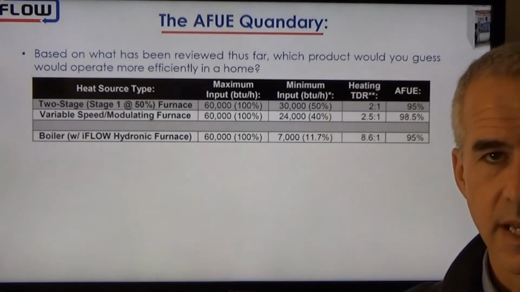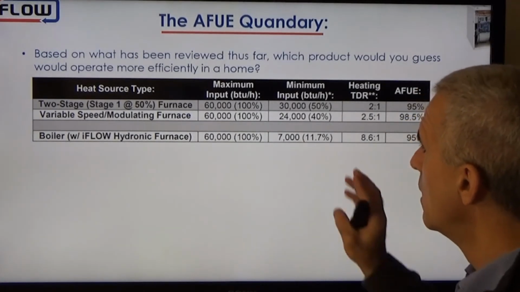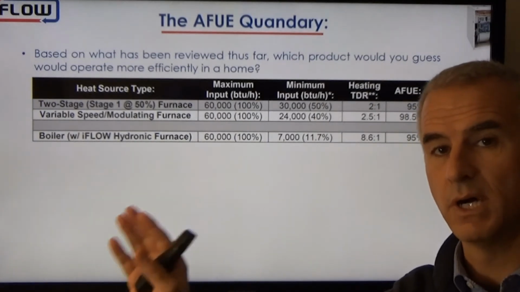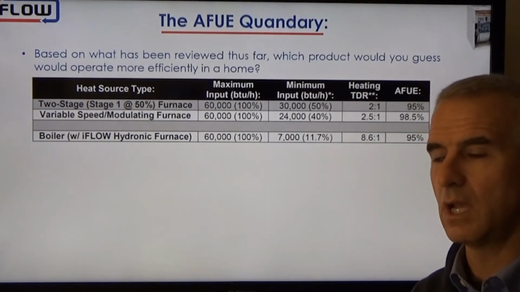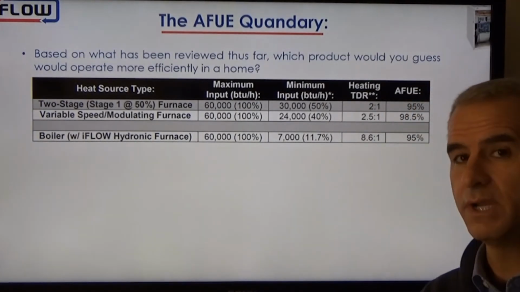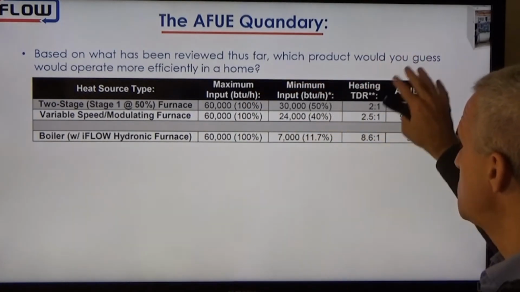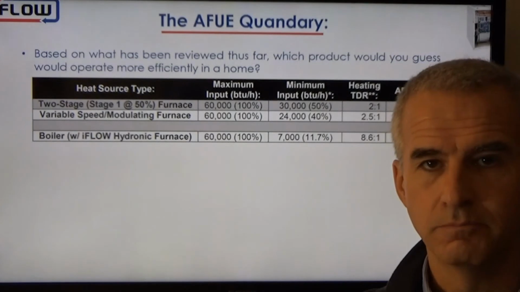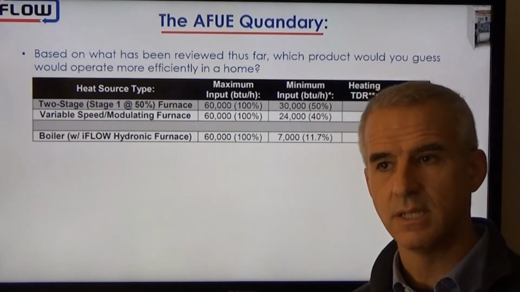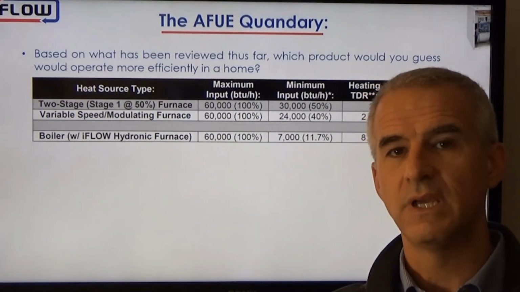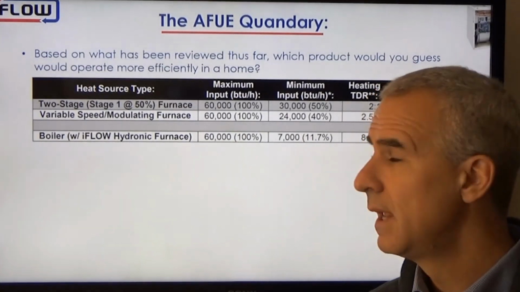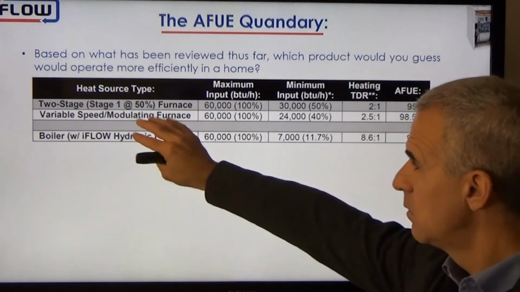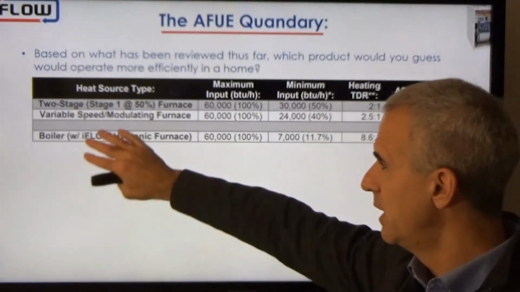So let's look at an example. Based on what we've reviewed thus far, talking about modulation, loads, performance, and turn-down ratio, which of these products would you guess would operate more efficiently in a home? If you were designing a 1,600 square foot home with a heat loss of 60,000 BTUs, which equipment would you select? I've just picked 3 here that we can evaluate just for comparison.